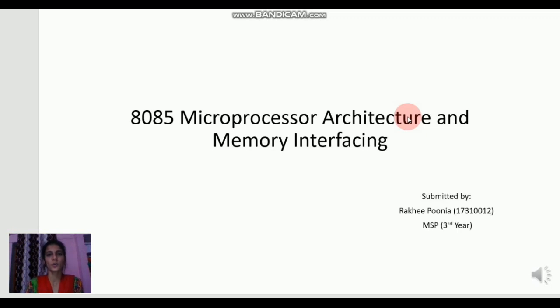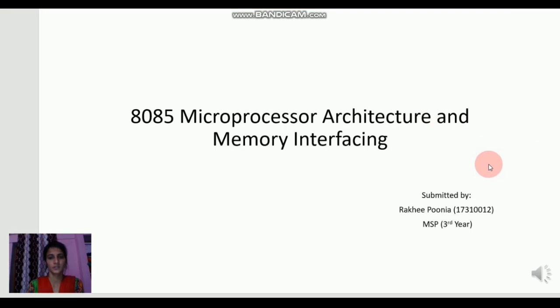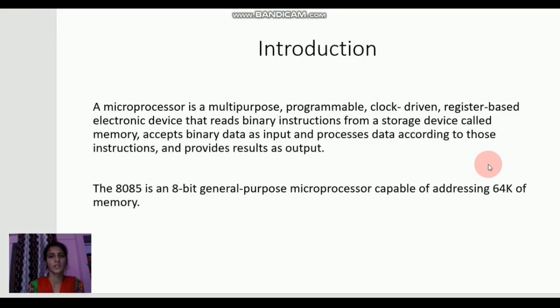Today I want to present on the topic of 8085 microprocessor architecture and memory interfacing. The heart of any computer system is its central processing unit. Microprocessor is the CPU of microcomputer which have wide applications. The Intel 8085A is an 8-bit general purpose microprocessor capable of addressing 64K of memory.